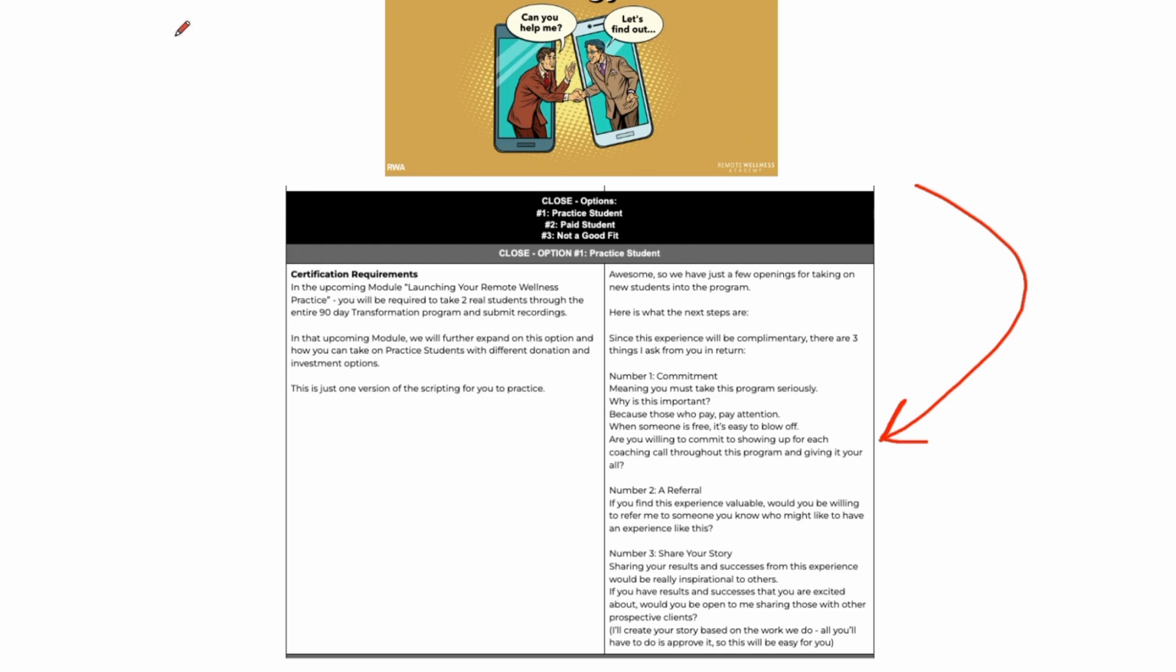So if you now have a better understanding of this entire option, you can go in and reword what it is that you are talking about here in terms of the practice student portion of things. Okay, so that is 100% possible, and you can absolutely do that.